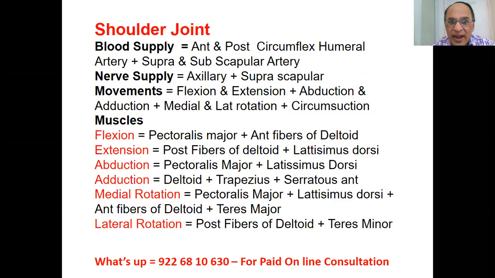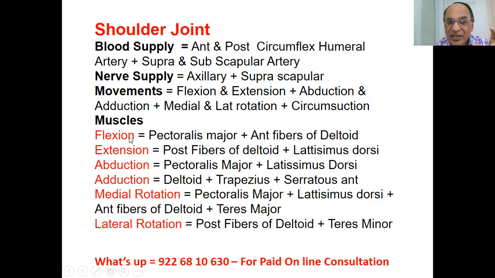Now, next, we will go further. Shoulder joint blood supply: anterior and posterior circumflex humeral artery. Remember, humerus, humeral artery. Suprascapular and subscapular artery. Simple to remember: joint of humerus and scapula, so humeral artery, scapular artery. Nerve supply: axillary and suprascapular nerve. Movements: flexion, extension, abduction and adduction, medial and lateral rotation, and circumduction. I am sorry, here is a printing mistake; you can correct it to circumduction.